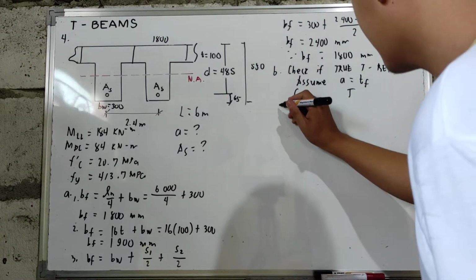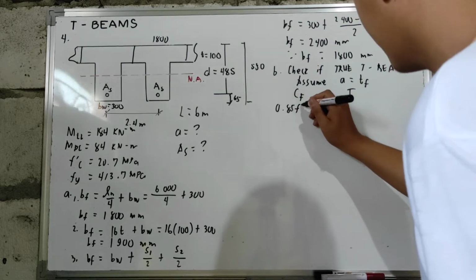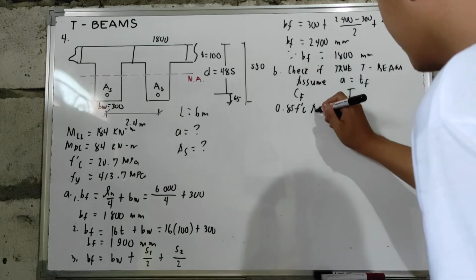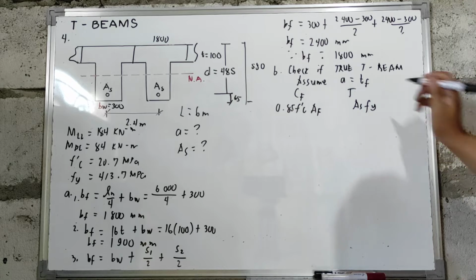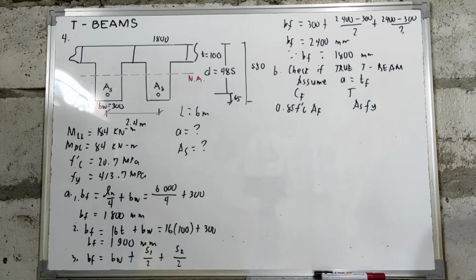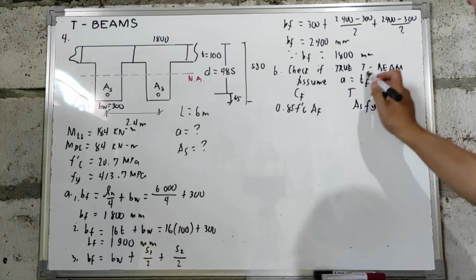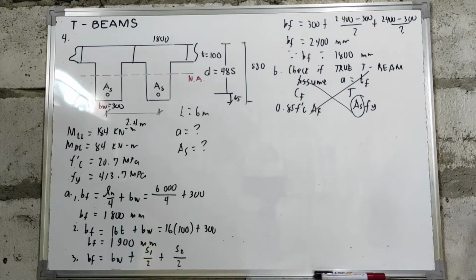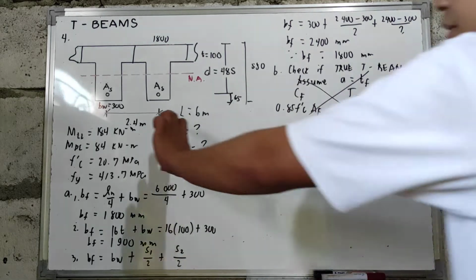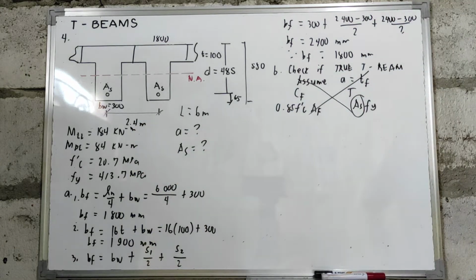Yung C sub F natin, yung formula natin is 0.85 F prime C, so yung area ng flange natin. Yung T naman, that is AS tapos FY. Kaso nga lang yung problema dito is hindi natin magagamit tong formula na to. Bakit sir? Kasi hinahanap nga yung AS natin. So kapag ganun, we are going to refer dun sa values natin dito.